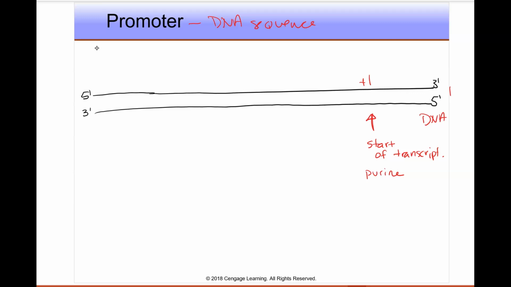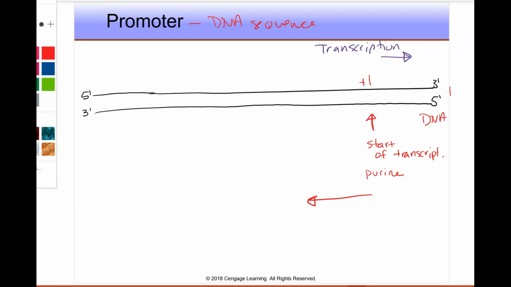Now, orientation in this direction, I guess first of all I should say that transcription is going to go in this direction. We generally represent it going from left to right. So if transcription is going from left to right, we say that this is upstream from the start, and this way is downstream. Locations that are upstream have negative numbers, and it's the number of bases upstream from +1, and downstream has positive numbers.